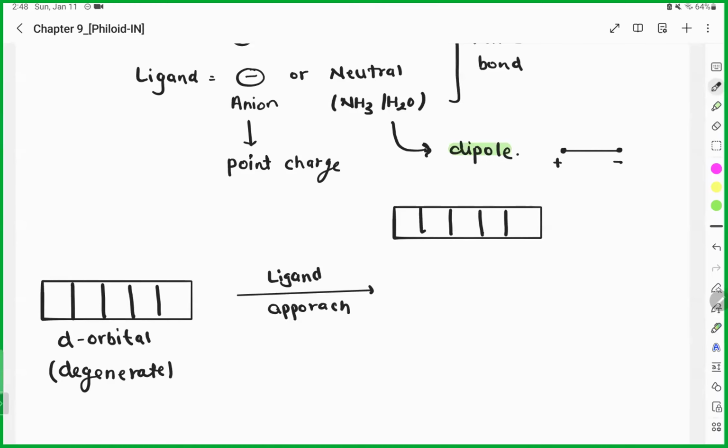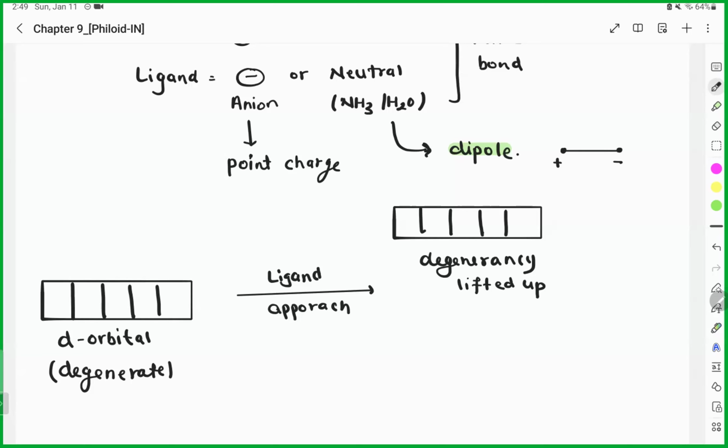Stress level will increase. Okay, ligand approaching them and stress level will increase. So what will happen? The energy of all the d orbital will increase. You will say that this degeneracy will be there, but it will lift up. Why? Because initially d orbital were having low energy, but same energy. After ligand approaching them, stress level will increase, energy level will increase, but still all the orbital have same energy. So degeneracy is lifted up.